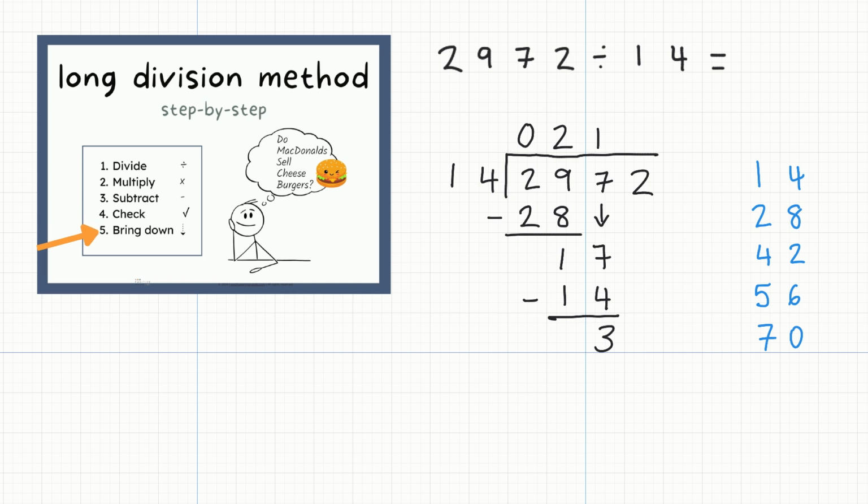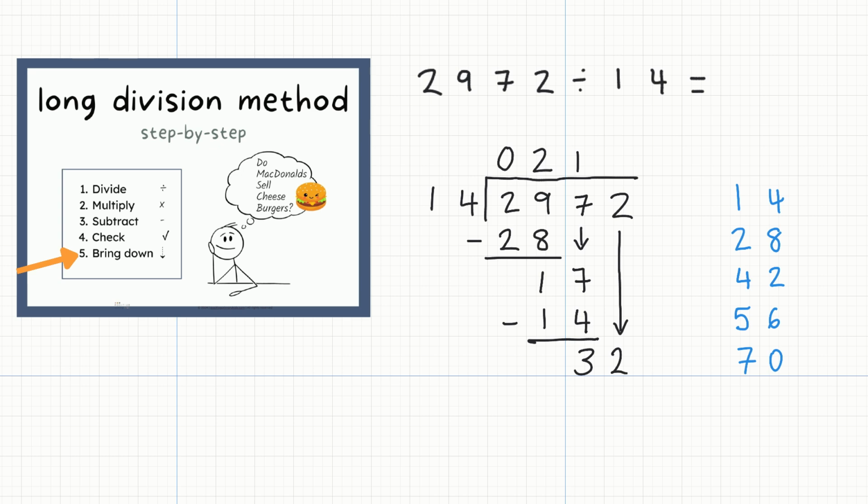So I'm going to be bringing down 2 all the way down. And I'm nearly done now. All I need to do is work out how many times 14 goes into 32. So I'm back to step 1. 14 goes into 32 twice.